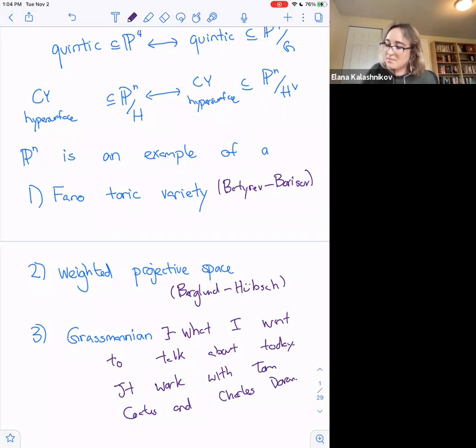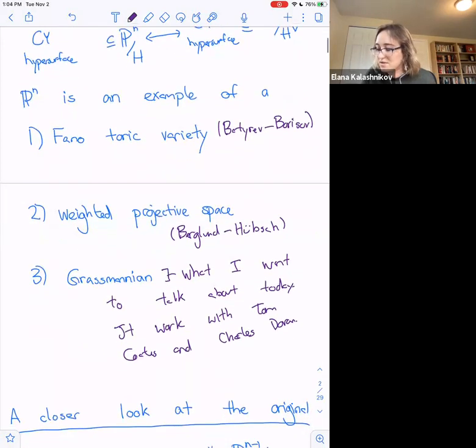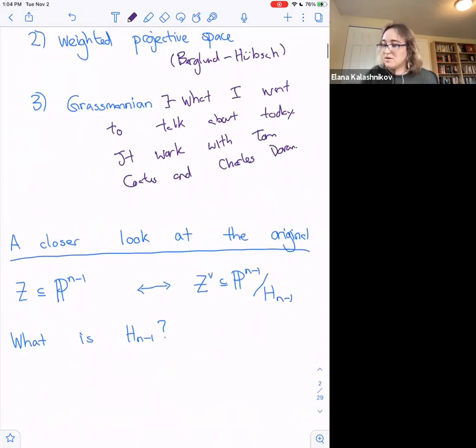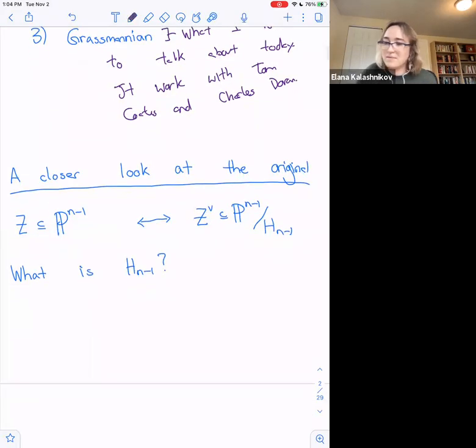So before I start talking about the Grassmannian, let's just take a closer look at the original construction. So we had that the Calabi-Yau hypersurface in projective space mirrored a Calabi-Yau hypersurface inside projective space modulo a finite group. Now I'm going to call this finite group H_{n,1} for the projective space P^{n-1}. And let me tell you what H_{n,1} is. I'm going to describe it in two steps. The first group is going to act on C^n, and then the second is the action you get when you take the GIT quotient that produces projective space.